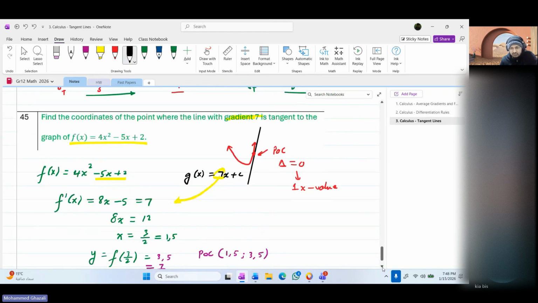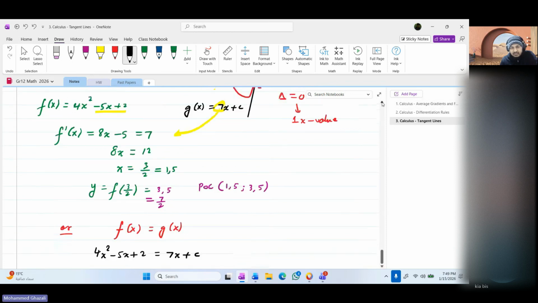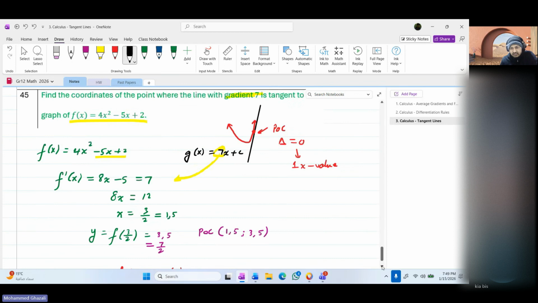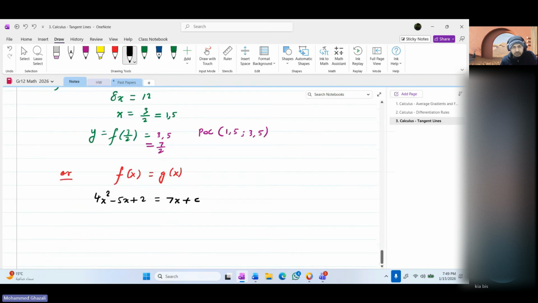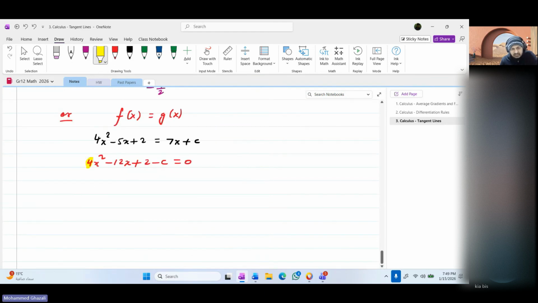f of x is 4x squared minus 5x plus 2, and g of x is 7x plus c. Isn't that what g of x was? Now solve this equal to 0, then make delta equal to 0, and then solve everything. So we're getting 4x squared minus 5x minus 7x is minus 12x, and 2 minus c is equal to 0. So now, there's your a value, there's your b value here, and there's your c value here.